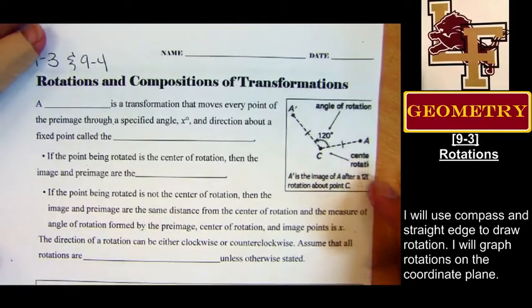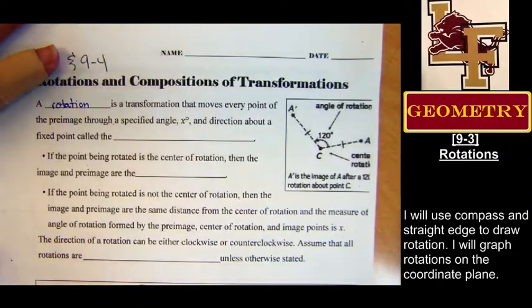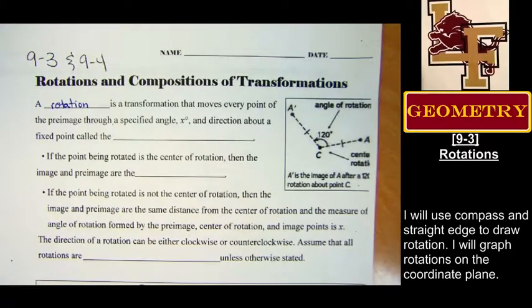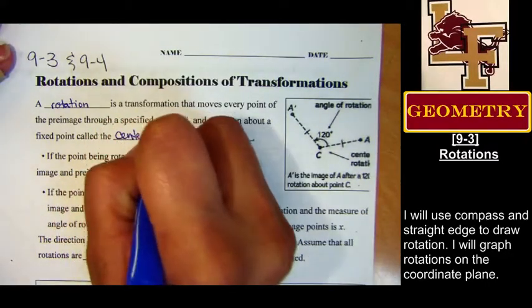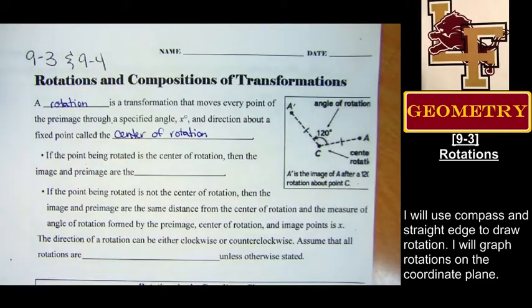All right. A rotation is some sort of transformation, some sort of change that you can make to a figure that's going to move every point in your pre-image, the thing that you start with, through some angle that I don't know yet, but we'll tell you how far you're rotating, about a specific point that doesn't move, a fixed point. And this point is called the center of rotation.